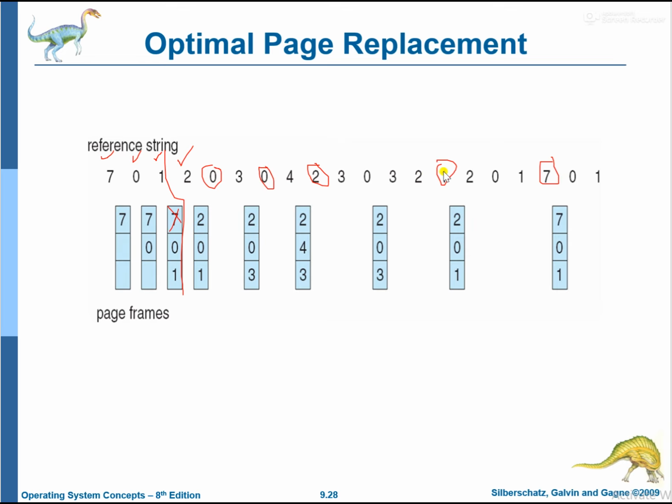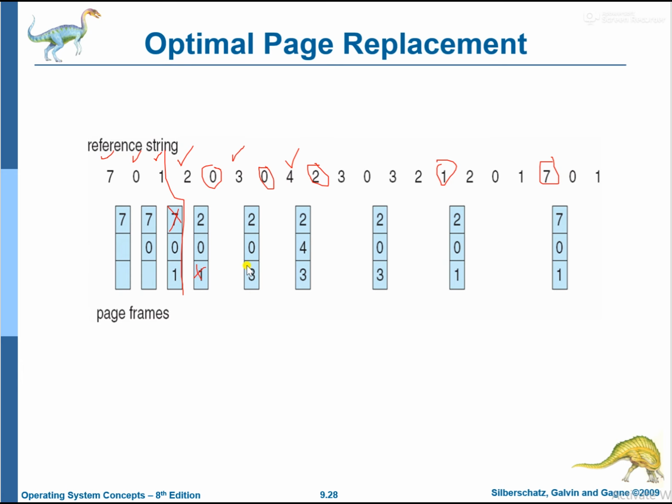1 should be the victim frame. So we choose 1 as a victim and we bring 3 in the place of 1. Okay, this is our page fault. Then we need 0, which is already there. Then we need 4, which is not present in the memory. In the memory currently we have 2, 0 and 3, so we have to choose a victim.